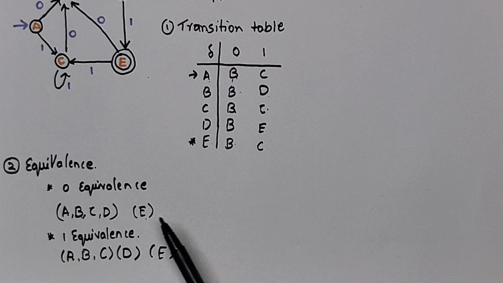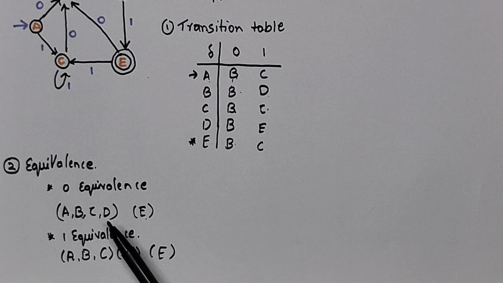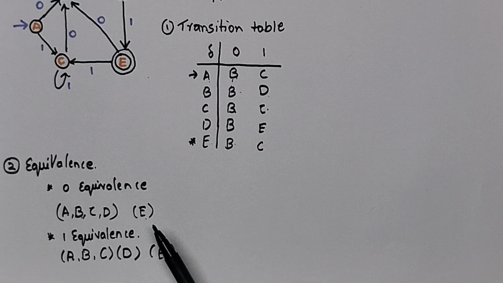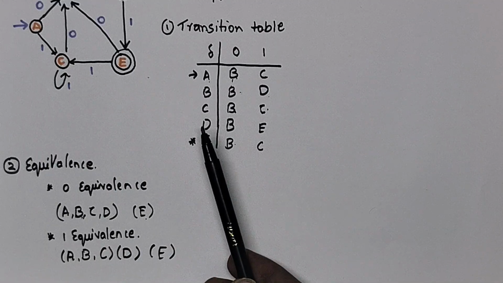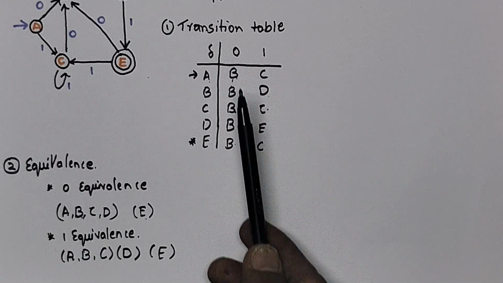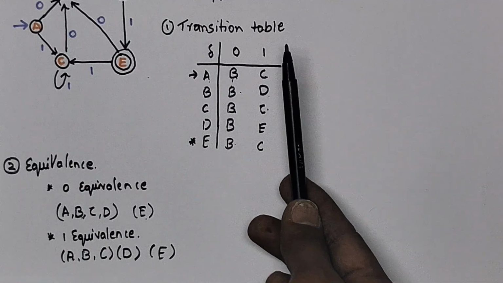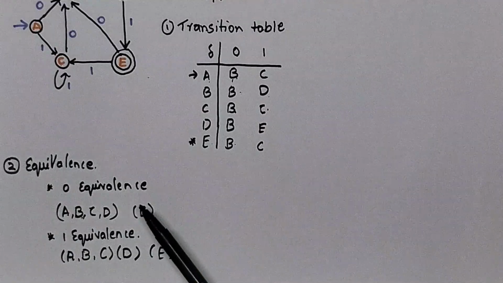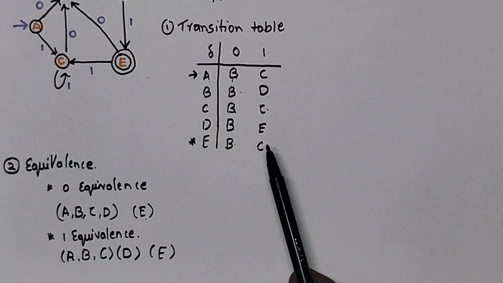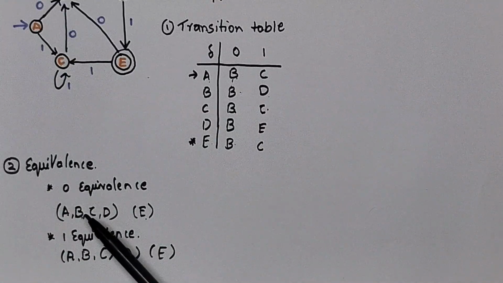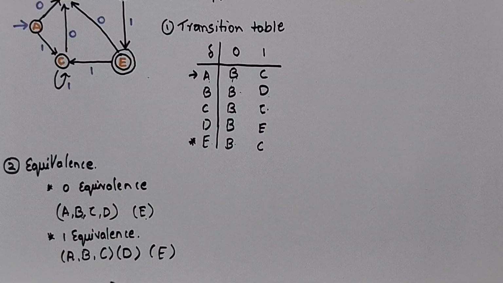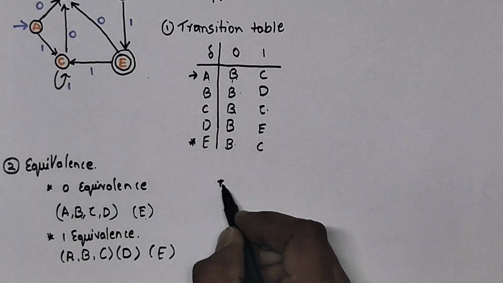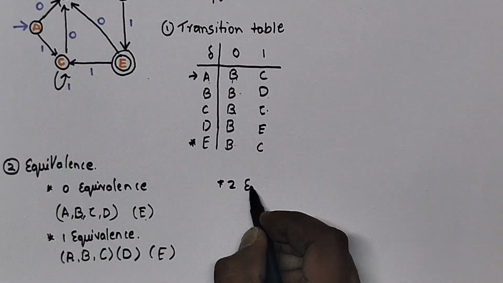Now let's check whether D, which has been separated from this group, has any relationship with E. For D and E, for 0 they are moving to B, but for 1 D is moving to E, which is in this group, and E is moving to C, which is in that group. So both are in different groups. So D and E do not have any relationship. Now let's check further, that is the second equivalence, 2 equivalence.